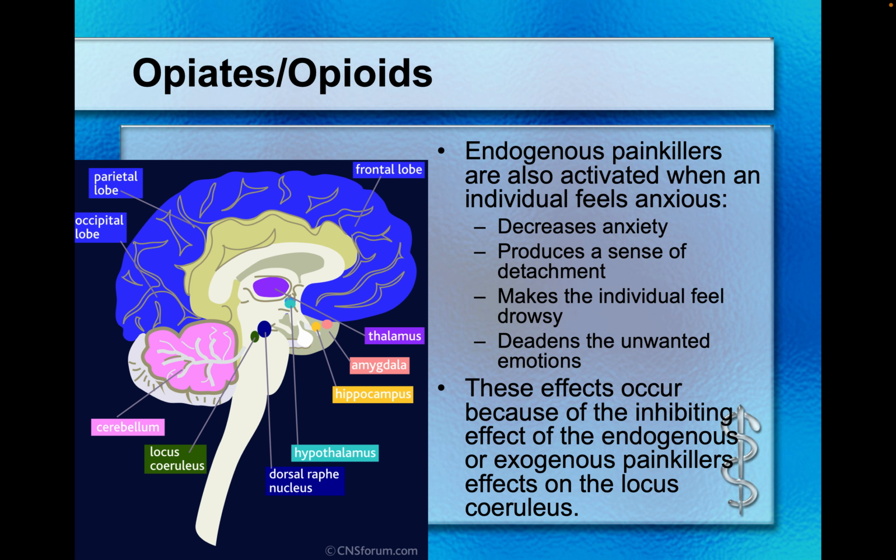Endogenous painkillers are also activated when an individual feels anxious. It decreases their anxiety, it produces a sense of detachment, it makes the individual feel drowsy, it deadens the unwanted emotions. These effects occur because of the inhibiting effect of the endogenous or exogenous painkillers on the locus ceruleus. And of course, the locus ceruleus is right here in the brainstem.